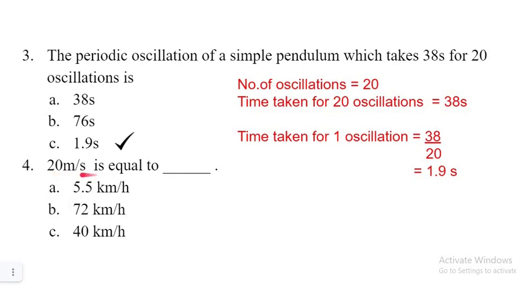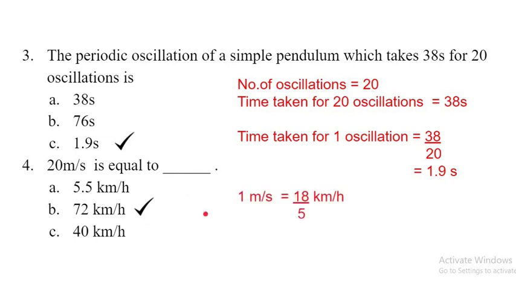20 meter per second is equal to dash: 5.5 kilometer per hour, or 72 kilometer per hour, or 40 kilometer per hour? Yes, the correct answer is 72 kilometer per hour. How did you calculate?